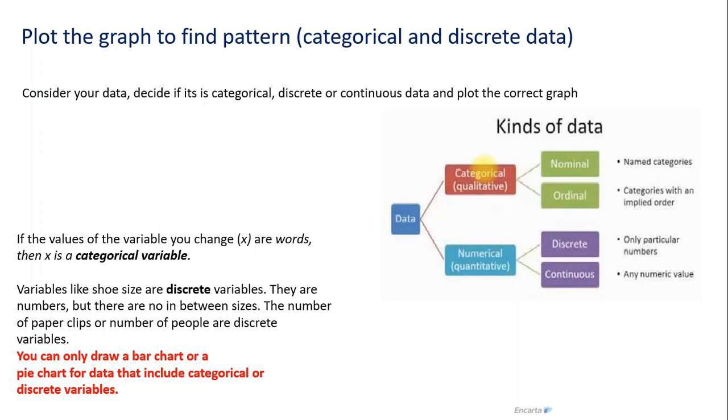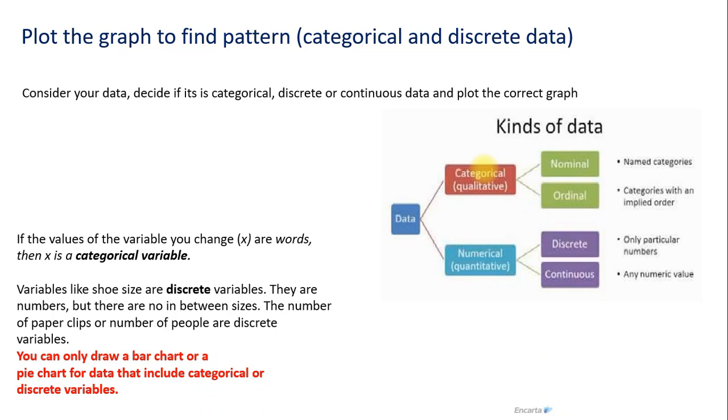If the values of the variable, say x, are words, then x is a categorical variable. If I have, in the x-axis or the independent axis, the independent variable or data, things like copper, aluminium, iron, words, then it means the kind of data I'm dealing with is categoric.